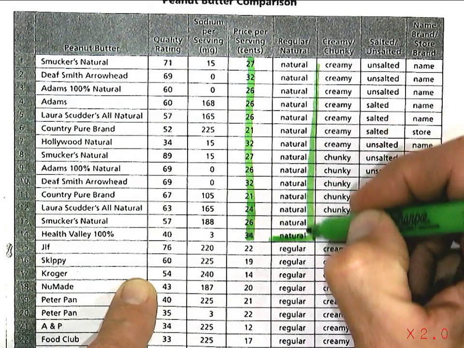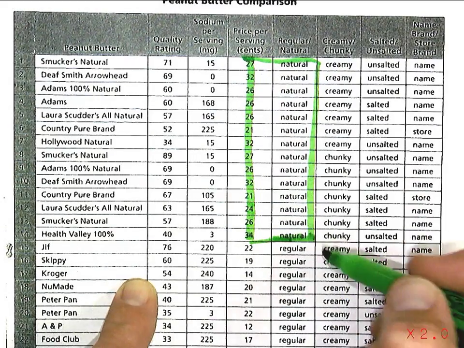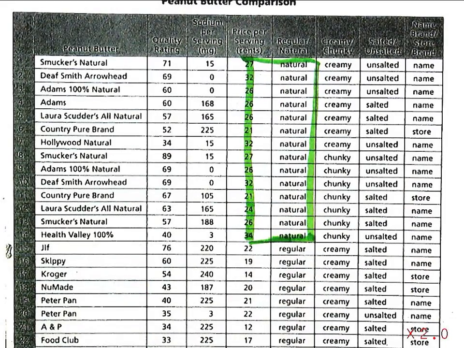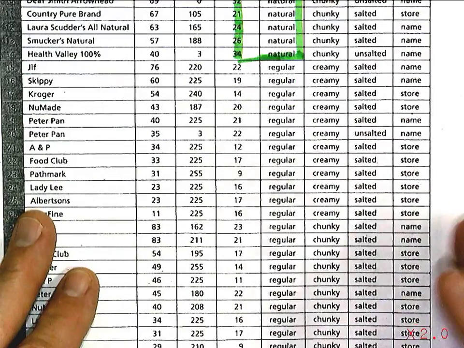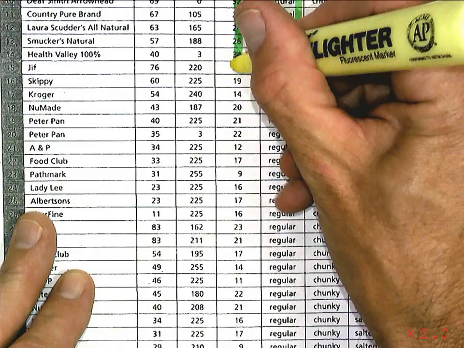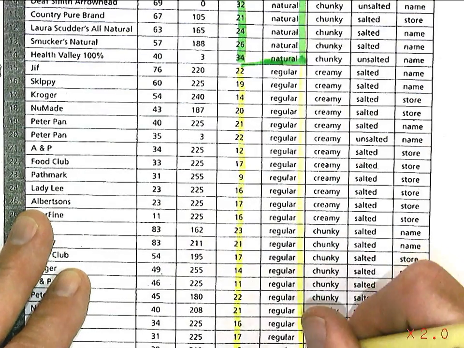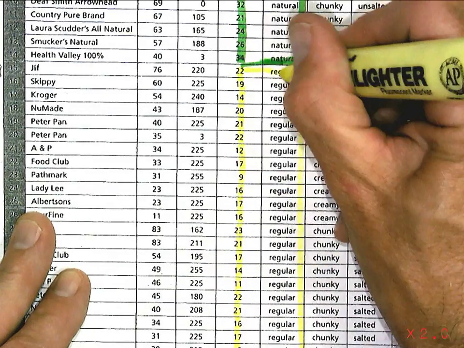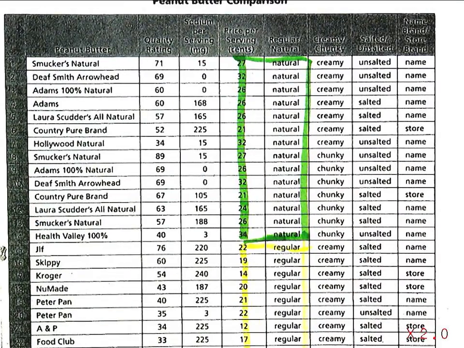peanut butter prices, and then the ones below that, which I'll do in a different color so I don't mix them up. These ones down here are for regular peanut butter. So we have regular peanut butter prices and we have natural peanut butter prices. So we're going to start with the natural peanut butter prices.